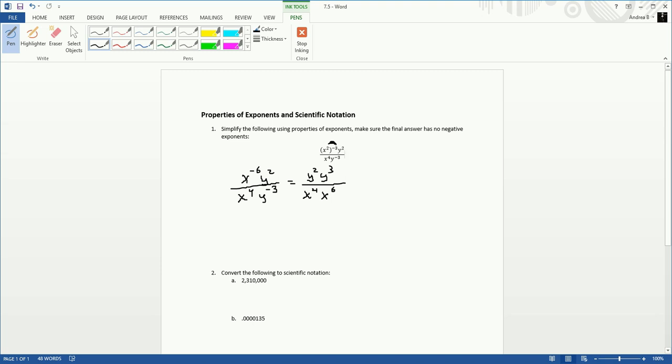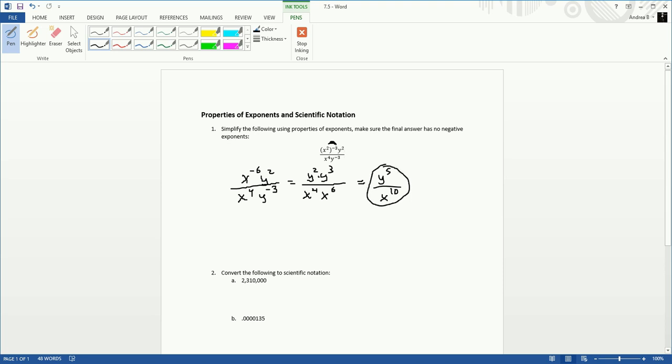So now what we can do is we have bases that are the same here. We have a y to the 2nd times y to the 3rd, so we'd add those exponents together to get y to the 5th power, over, and then x to the 4th times x to the 6th. So here we get x to the 10th power. And then there's no negative exponents left here, so that would be your final answer.